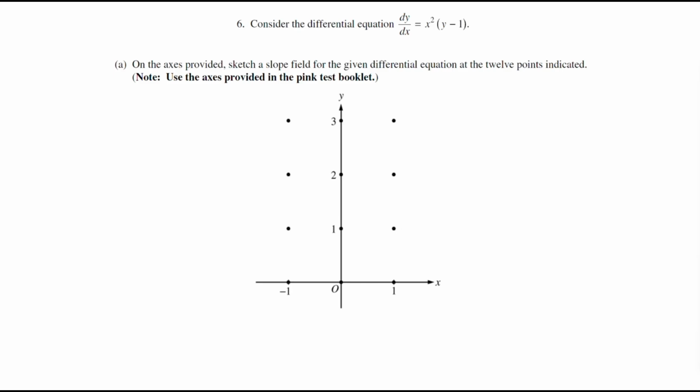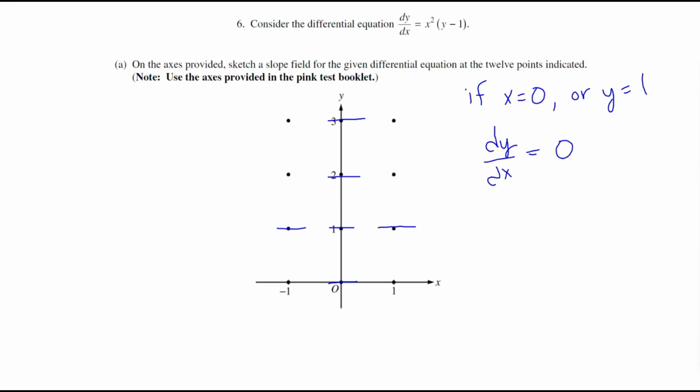So the first thing we'll note is that if x is equal to 0 or y is equal to 1, then dy/dx must be 0, right? Because if x is 0, we have 0 times (y minus 1), which is 0. And if y is 1, then we have x squared times 0, which is also 0. So everywhere when y is 1, or when x is 0, we have slopes of 0. And that takes care of 6 of the points. And so now we just need to do the other 6.